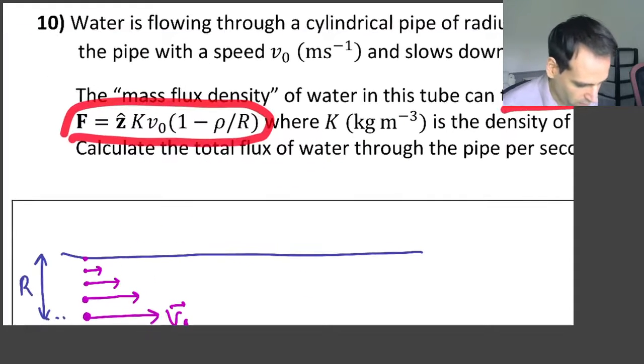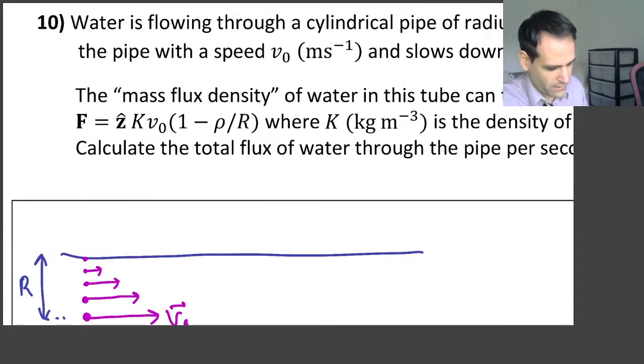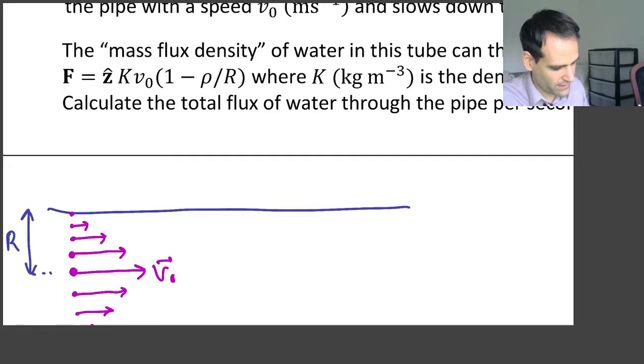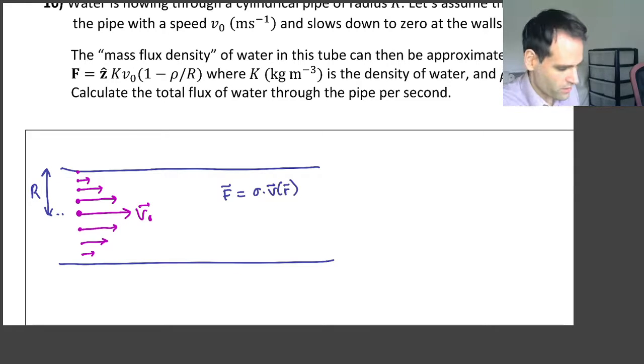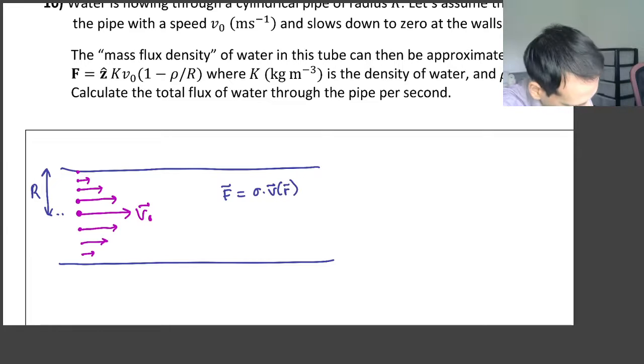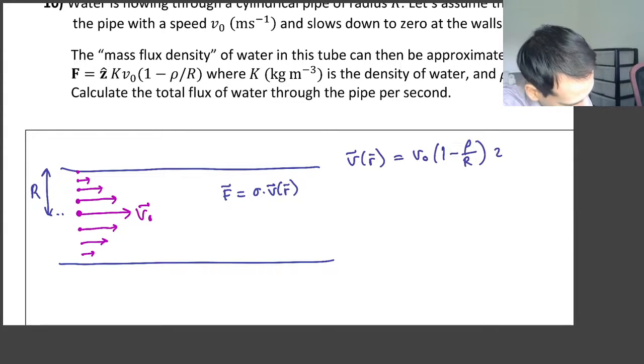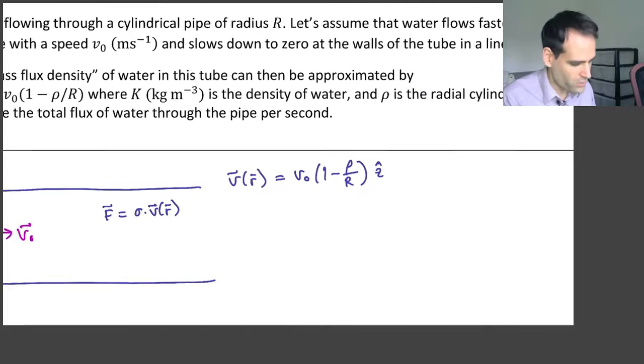So to calculate this function here, I just used that the flux density, so here we called it F, is the density multiplied by the velocity, which is a function of position, right? So here I just substituted a linear equation for the function of position. So I said that the velocity as a function of position is equal to v0 times 1 minus rho divided by r in the direction z hat. So how did I know this?